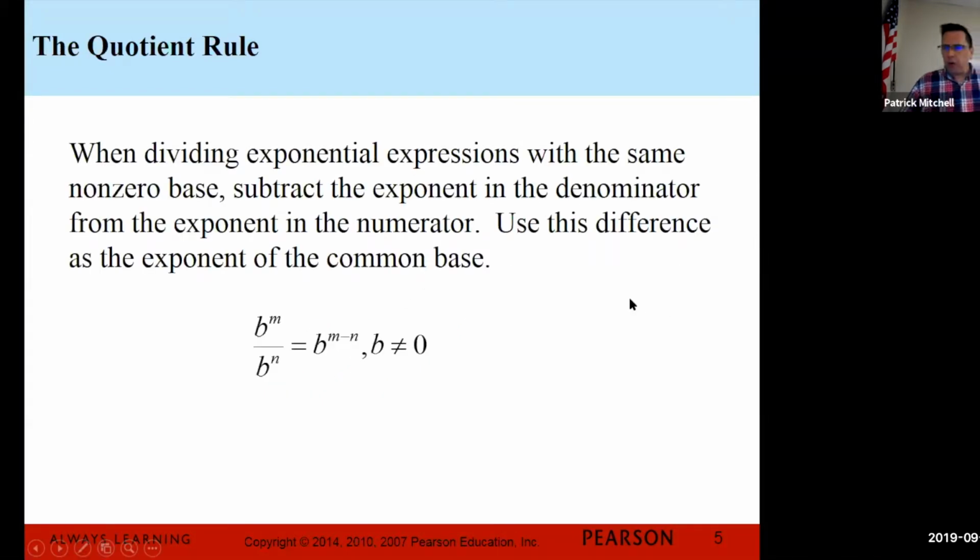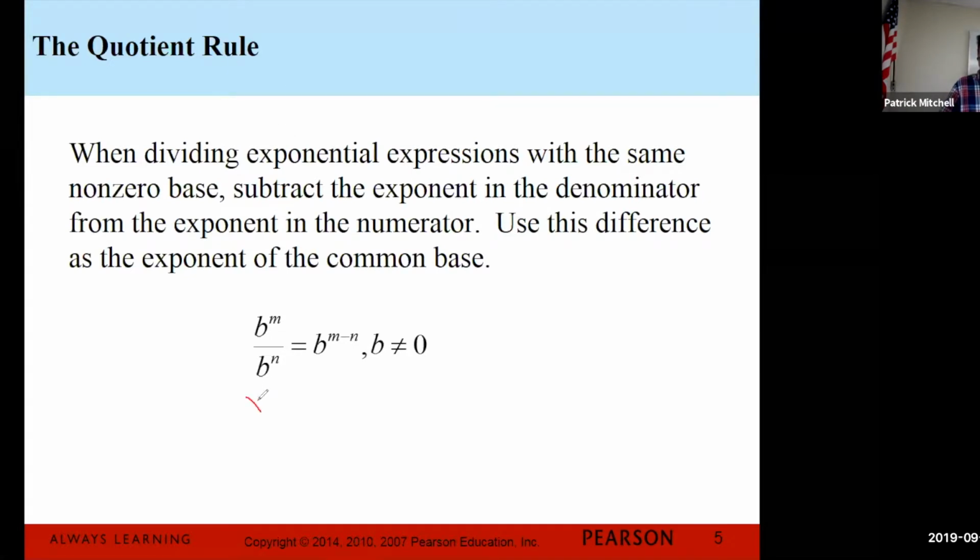Okay, the next rule is called the quotient rule. So when I'm talking to especially a beginning algebra class about these rules, I'll say, okay, look at the last rule. The last rule said to multiply powers, you add exponents. So this rule is saying to divide powers, you subtract exponents. Okay. And again, you can put an example in here that'll help it make a lot of sense.